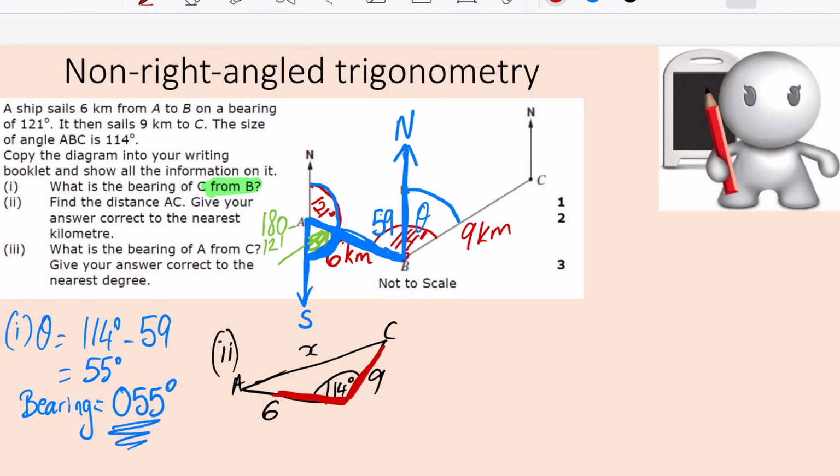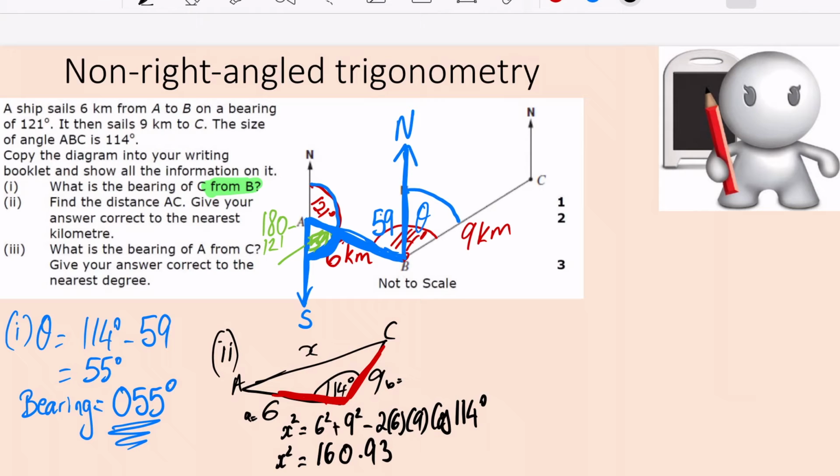So the two sides around the included angle become the values of A and B. Right, so let's actually substitute. So I've got x squared equals 6 squared, plus 9 squared, minus 2 lots of 6 times 9 times the cos of the angle in the middle, which is 114 degrees. Now when I do all of that, I'm going to get 160.93. But that's x squared.